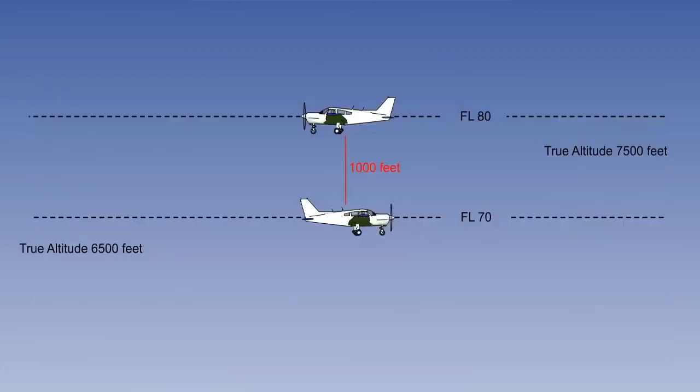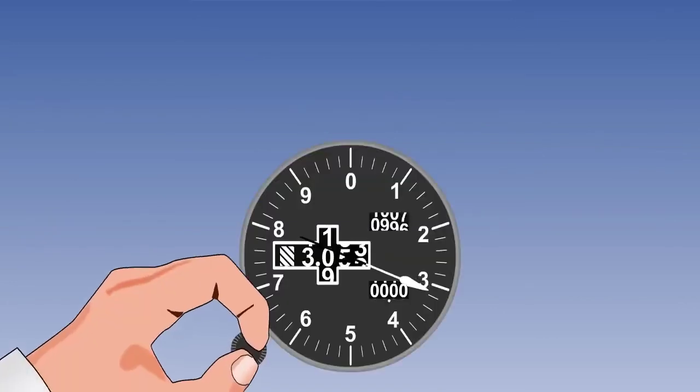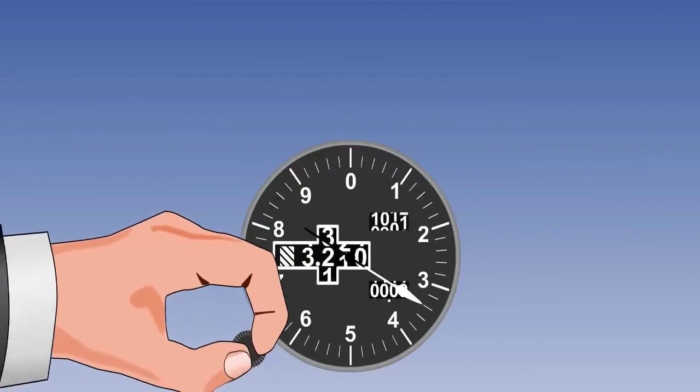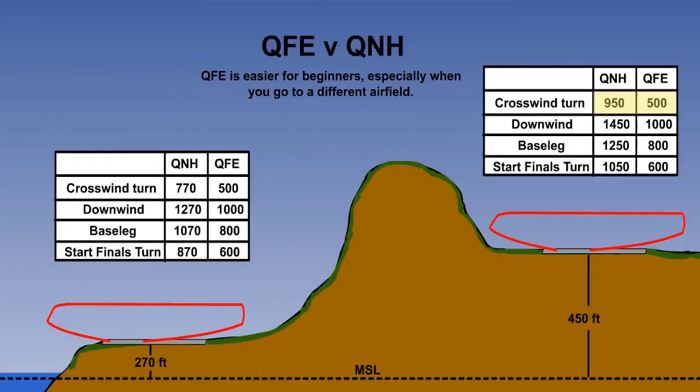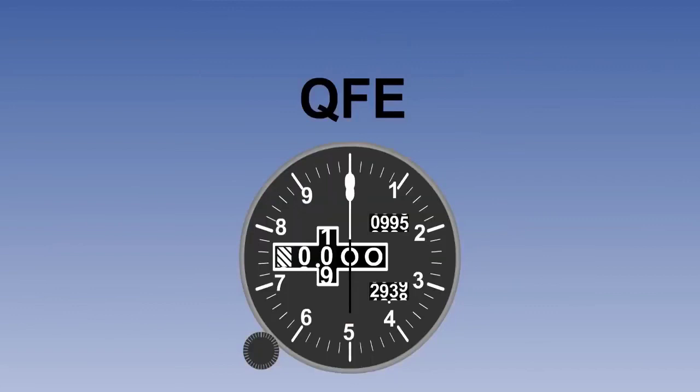However, if we are high enough to be clear of obstructions, we are not interested in our true altitude. It is more important to have vertical separation from other aircraft. We therefore set 1013 and fly flight levels. At an airport we can use QFE. This is easier for beginners. QFE is the subscale setting that will cause the altimeter to read 0 when the aircraft is on the ground. The 0 datum is the airport elevation, not sea level.